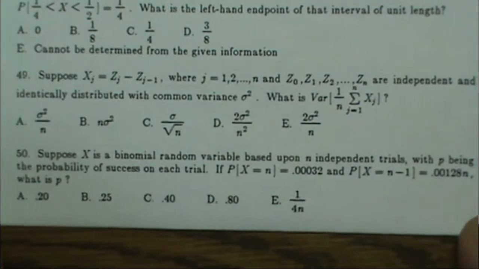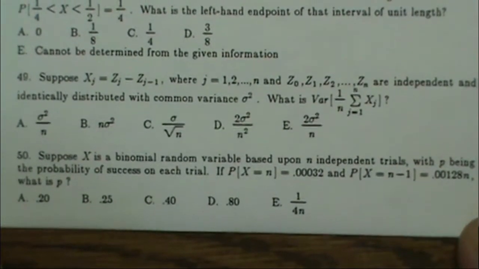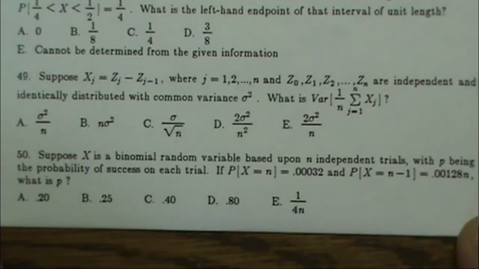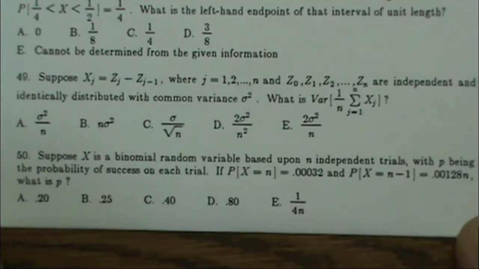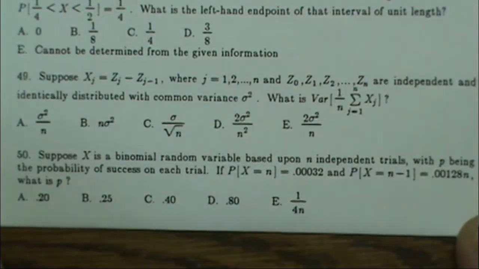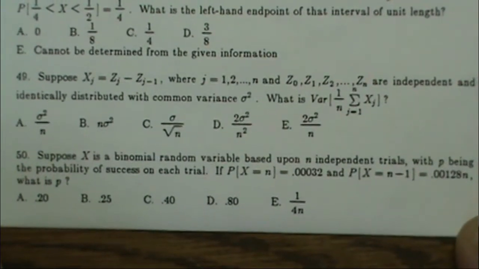Problem number 50. Suppose x is a binomial random variable based upon n independent trials, with p being the probability of success on each trial. If the probability that x is equal to n is equal to 0.00032, and the probability that x is equal to n minus 1 is equal to 0.00128 n, what is p?